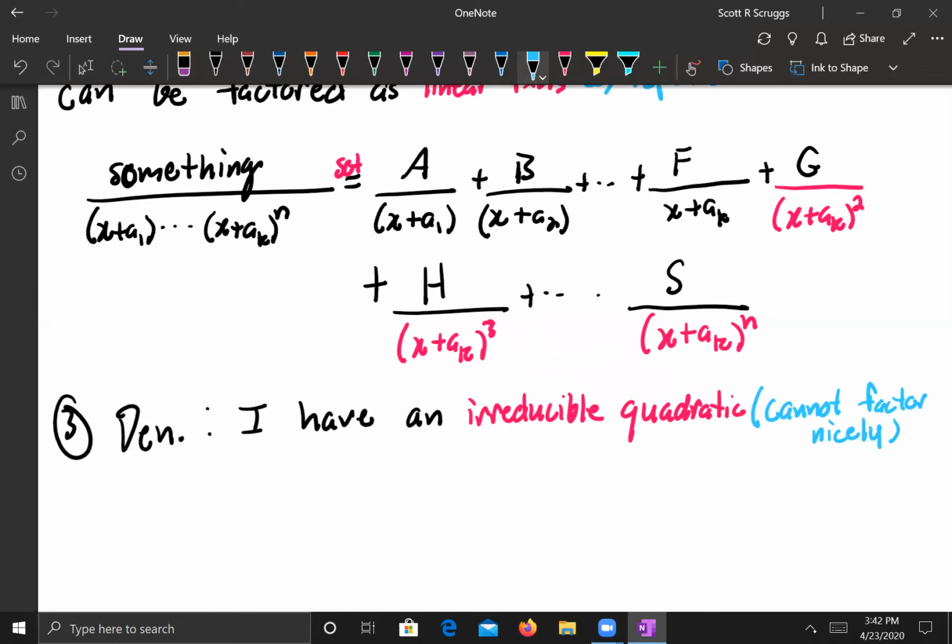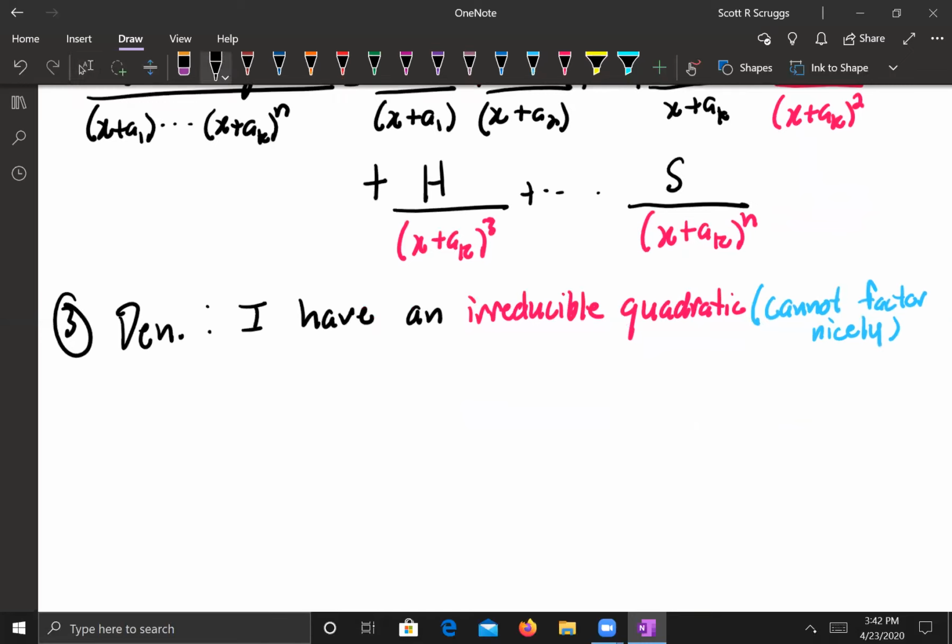So one example of an irreducible quadratic would be something like s squared plus 5. I can't think of a very nice way to factor that in any way, shape, or form without having to do some tricks. That would be nasty. So that's what I mean with irreducible quadratic. And then when you get to case 3, this is when my metaphor for the numerator for the constant will start to come more into play.